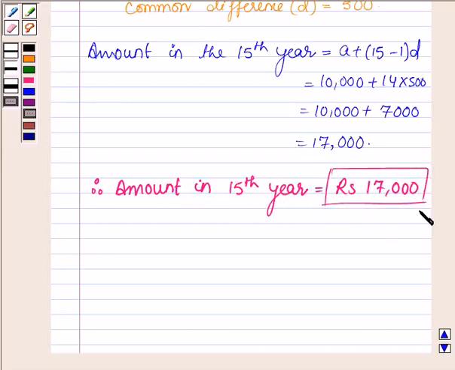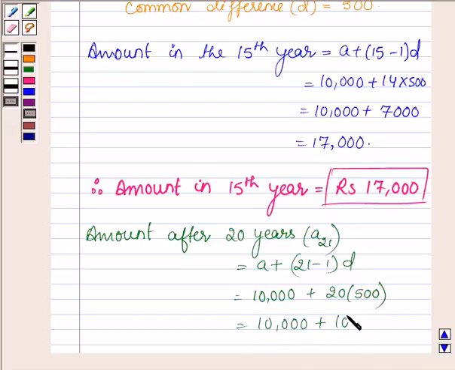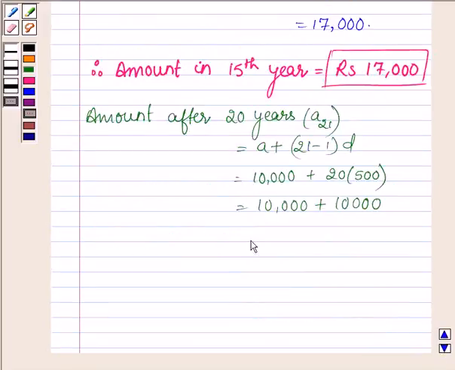Also, we have to find the amount after 20 years. So, let us find the amount after 20 years. That is, we have to find the 21st term of the series, and that will be a plus 21 minus 1 into d. So that is 10,000 plus 20 into 500, which is equal to 10,000 plus 10,000, or this is equal to 20,000.